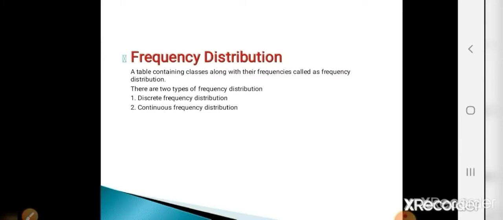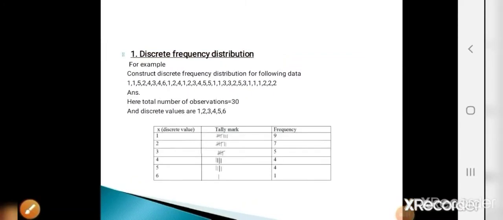There are two types of frequency distribution. One is discrete frequency distribution and the second is continuous frequency distribution. First of all, we see how to make the discrete frequency distribution. See the example. Construct a discrete frequency distribution for the following data.